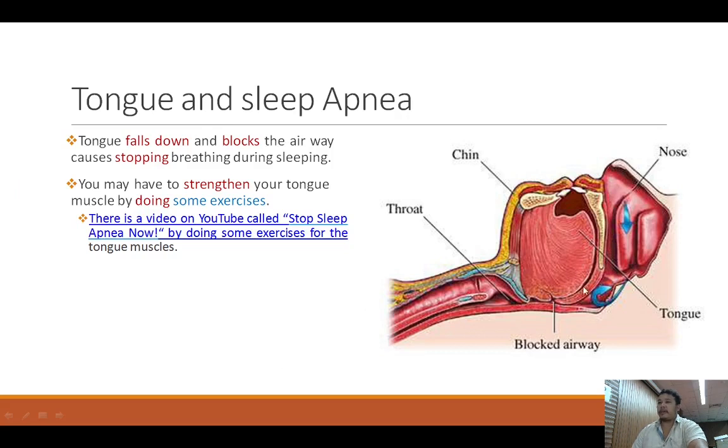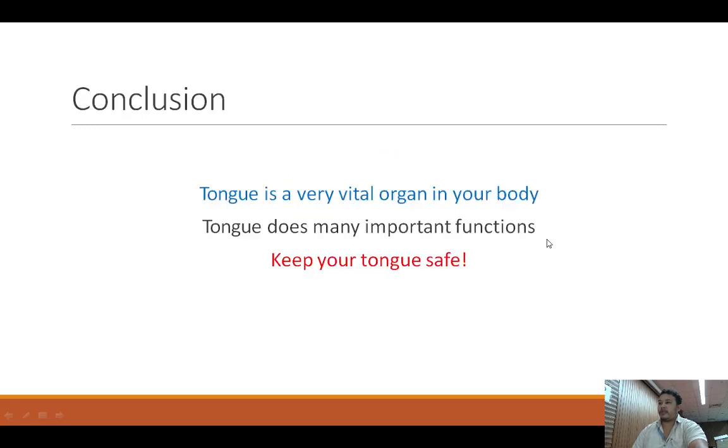There's something called sleep apnea. What happens while you are sleeping is that the tongue muscles relax and it falls back and closes the airway. It leads to snoring and all these things. This is called sleep apnea, and there is a YouTube video where you can see some exercises. And of course, the tongue has many important functions, so you need to keep your tongue safe.